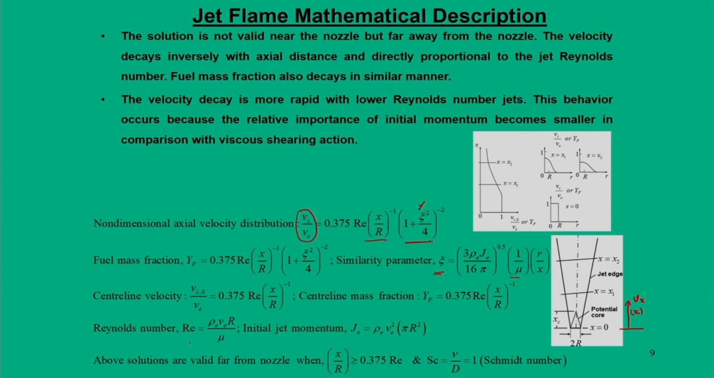Another term is the Reynolds number, calculated based on the radius of the jet, rho e Ve R by mu. We also know the initial momentum of the jet because we know the exit conditions of density and velocity, and we also know the radius of the nozzle. From this we can find the non-dimensional form of velocity ratio and fuel mass fractions. However, when deriving the solutions, they are valid only far from the nozzle, but they give a more or less similar physical nature of the actual situations of a jet plane.